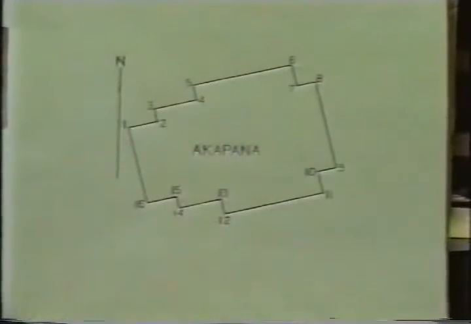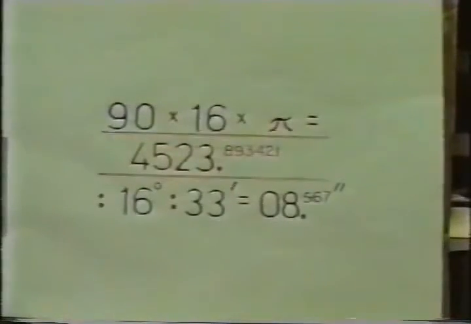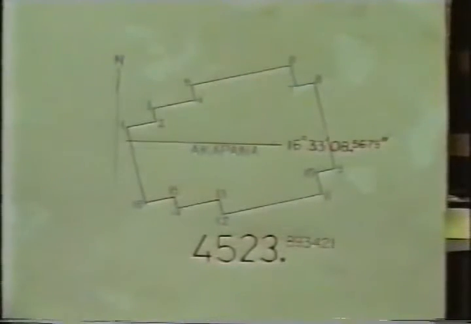The emphasis here was on the 90-degree corner angle, of which there were exactly 16. 16 and 90. Then simply apply pi to the formula and find. Well, it's not as if we don't know what to expect. 16 degrees, 33 minutes, 08.567 seconds south of the equator. Even the pre-Inca knew where the equator was.